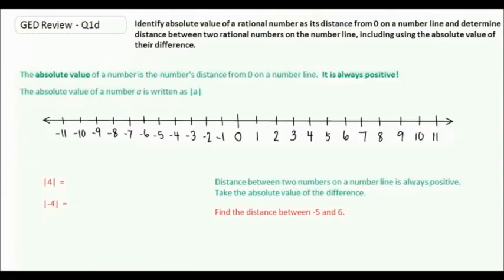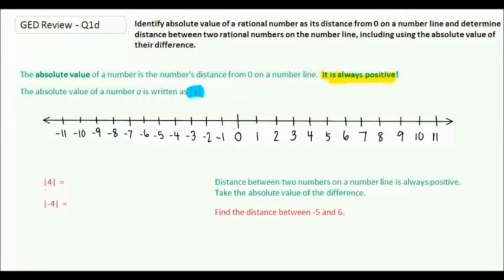The last topic we're going to talk about is absolute value. The absolute value of a number is the number's distance from 0 on a number line. A quick way to remember how to do absolute value is that it is always positive. The absolute value of a number, a, is written like so. We have two little sticks on the outside of your number.